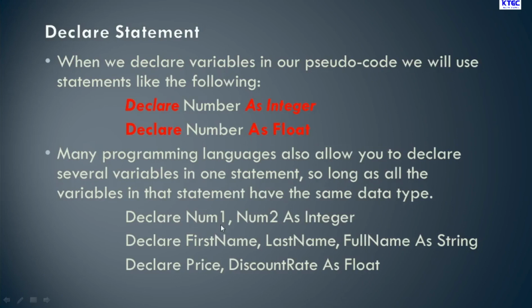For example, declare number 1, number 2 as integer. Declare first name, last name, full name as string. Declare price, discount as float. So you know that price and discount rate automatically at a point in time may have some decimal places or decimal point in them. So to be on the safer side, declare them as float. So we combine price and discount rate at a go and declare them as float. Even if there is another one that is going to be declared as a float, you can just add a comma here and add it, and then you declare them at a go. So basically, that is that.